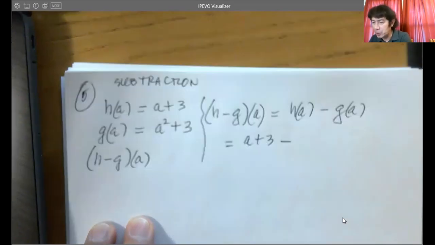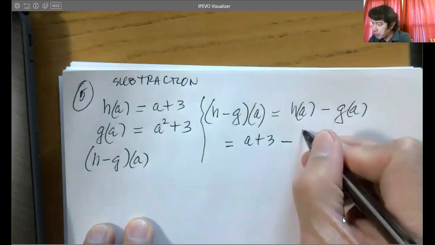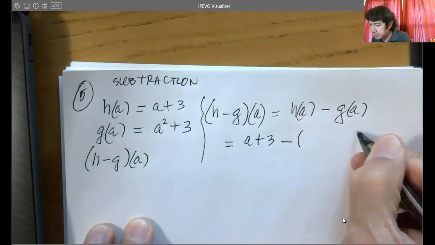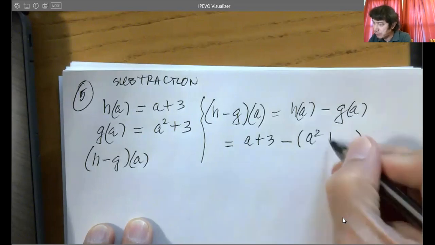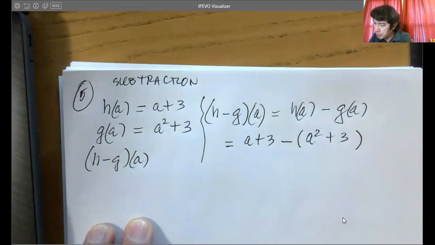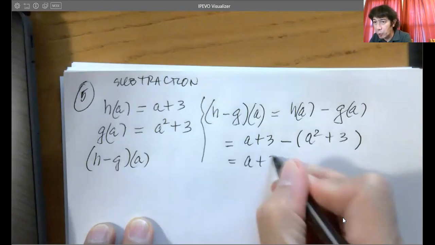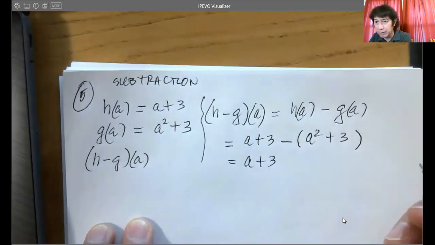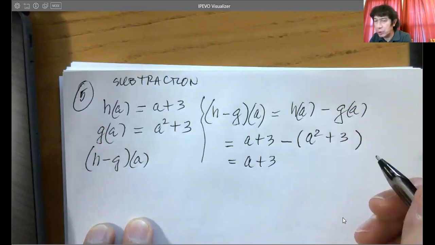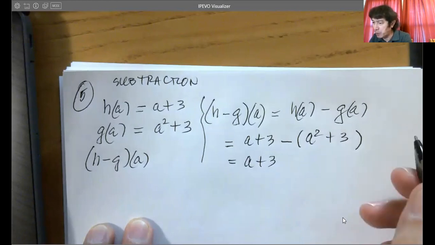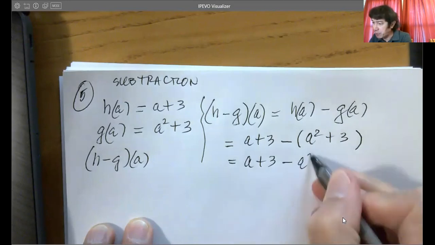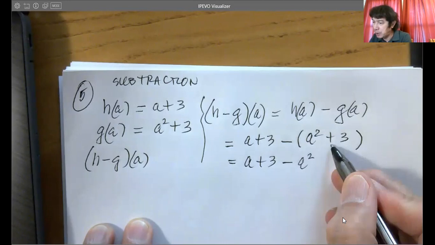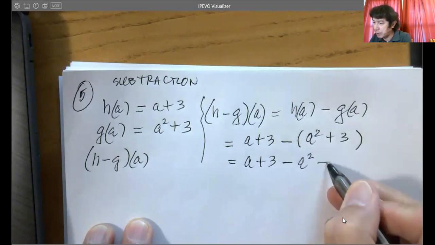So when you put the minus, make sure the entire g function is in the grouping symbol first, so you will not commit any sign error. So this will now be a squared plus 3, and this will be a plus 3. Now we remove the grouping symbol. If it's preceded by a minus, then all the signs inside will change. From positive a squared, it is now minus a squared, and from positive 3, it is now a negative 3.